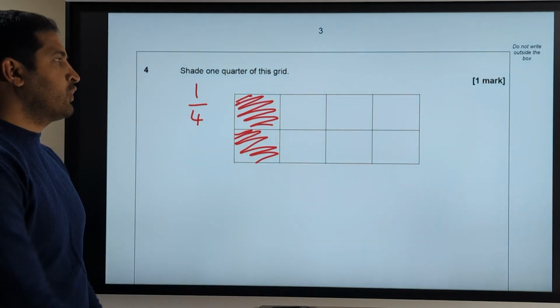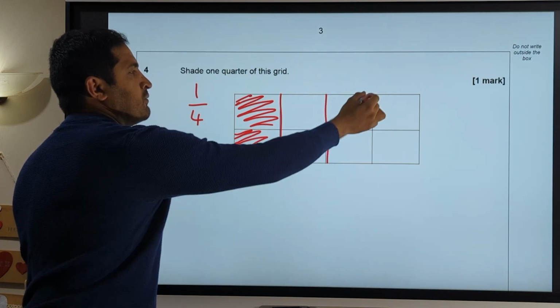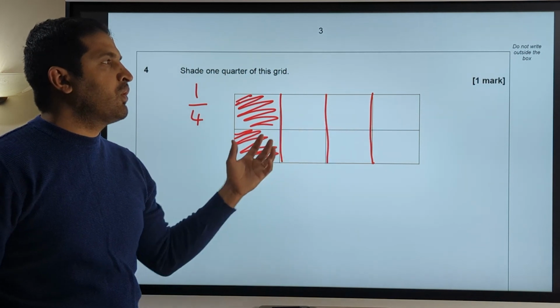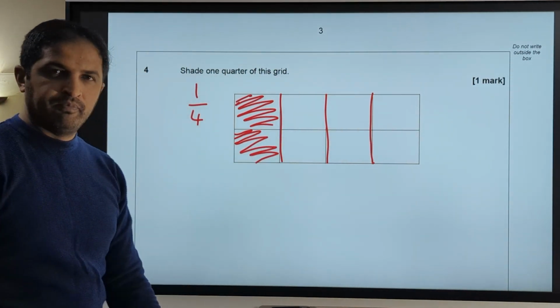That's 1/4. Or you can look at these columns. Ignore that line, then you have 4 columns. So you're shading 1 part out of 4. If you cut that into 4 equal parts, then you're shading 1 of those if you ignore this middle line.